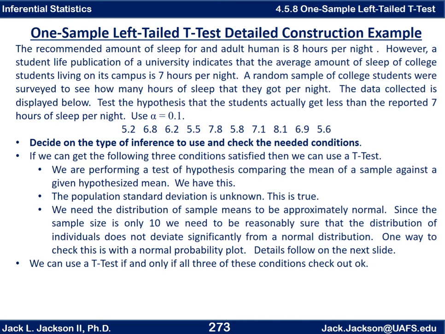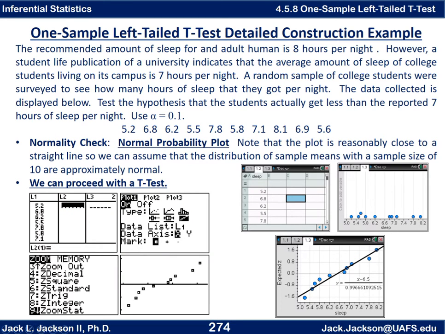Now, since the sample size is only 10, we need to be reasonably sure that the distribution of individuals does not deviate significantly from a normal distribution. One way to do this is with a normal probability plot, and the next slide we'll check on that. Sometimes we can skip the normal probability plot if we're told that the distribution is normal to begin with, or if the sample size is really large. But we can use a t-test if and only if all 3 of these conditions check out okay. So we know for sure 2 of them check out. We just have to check the normal probability plot.